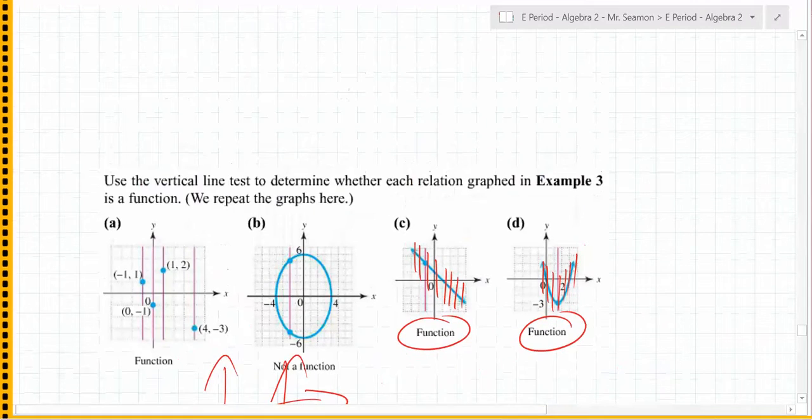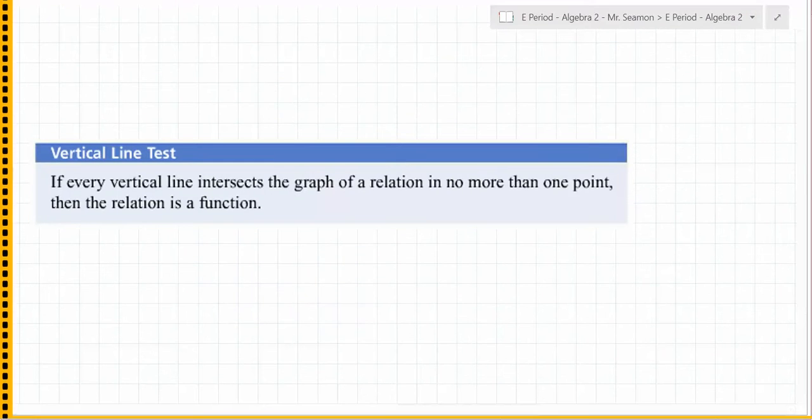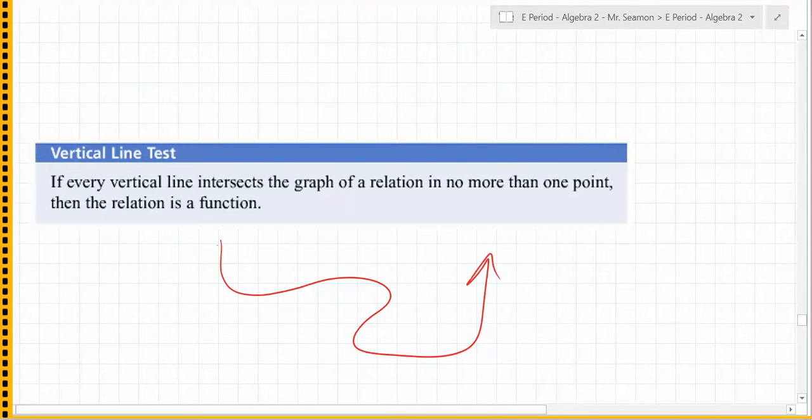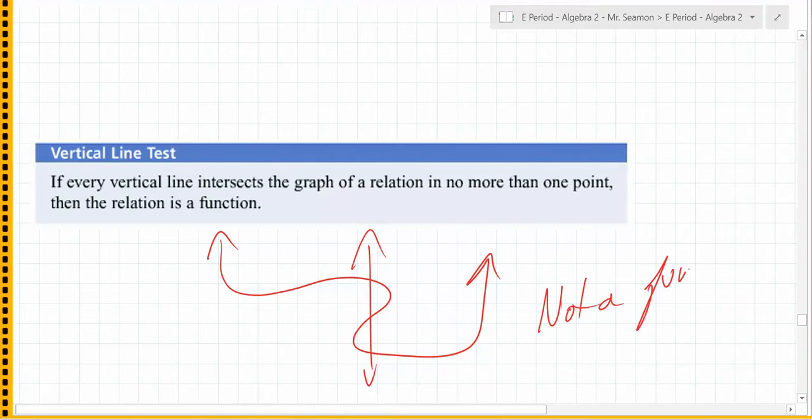So the vertical line test says this: if every vertical line intersects the graph of a relation in no more than one point, the relation is a function. If I graph something like this, is that a function? No, because I can draw one line that passes through more than one point.